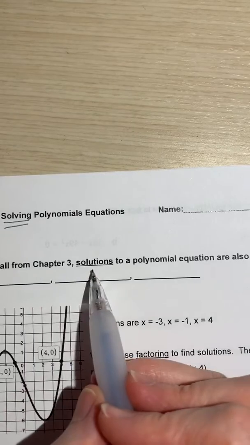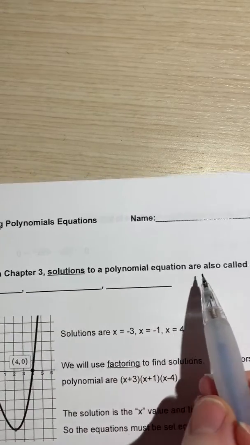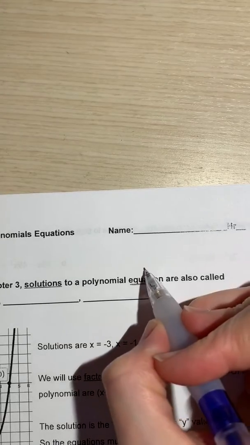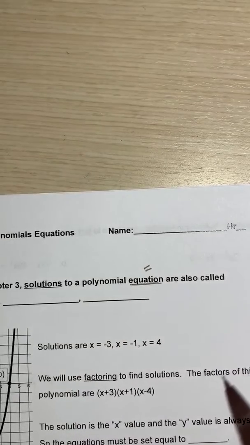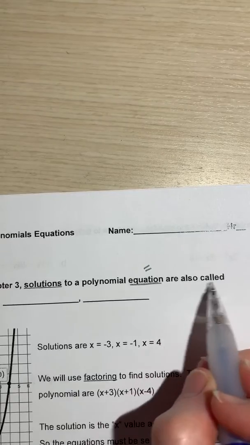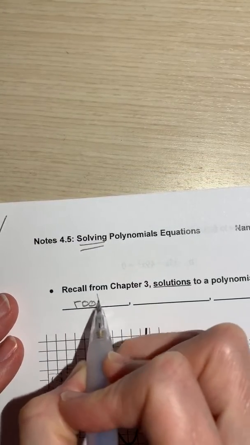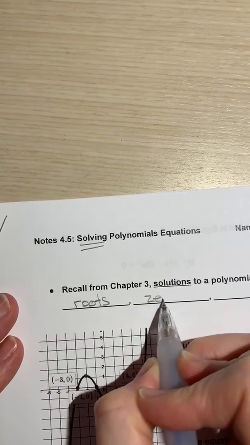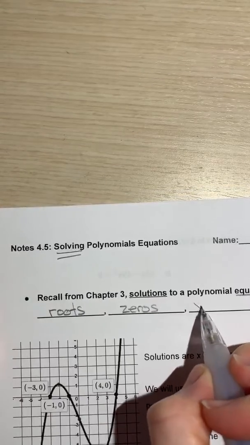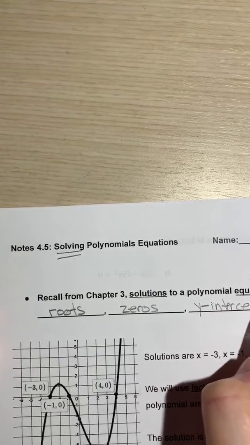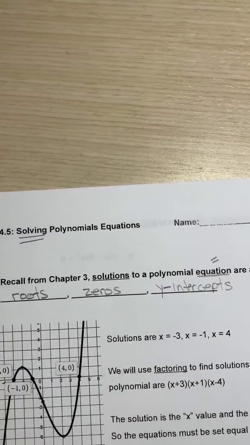So it says, recall from chapter 3, solutions to a polynomial equation. Everything we look at in 4-5 is going to be an equation, so it's going to have an equal sign. So solutions were also called roots, zeros, or y-intercepts. Hopefully that sounds familiar from chapter 3.